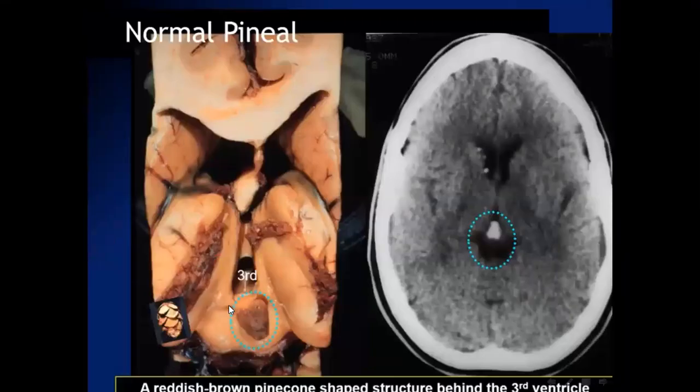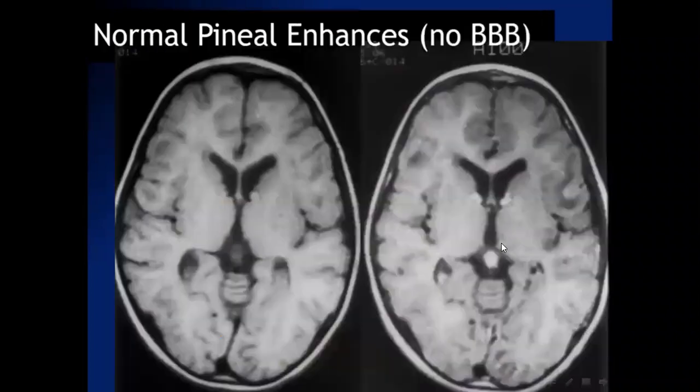Normal pineal gland: this is a reddish brown, pine cone shaped structure behind the third ventricle between the two thalamus regions. This is the axial CT scan of a patient showing physiological calcification of the normal pineal gland.